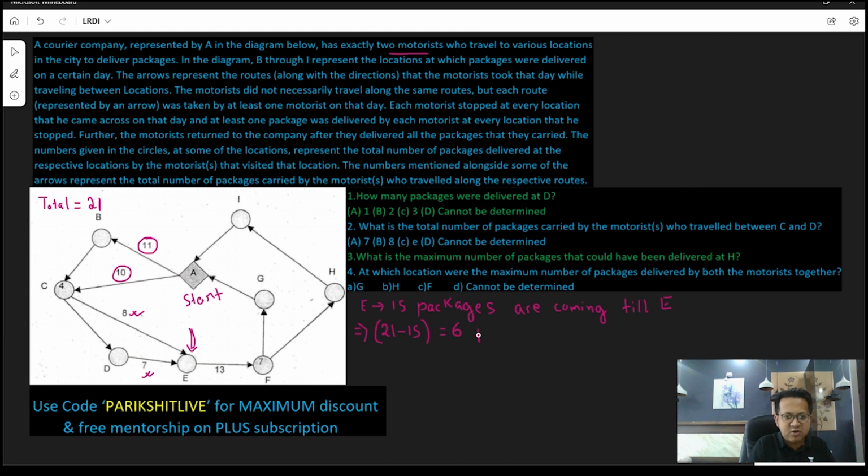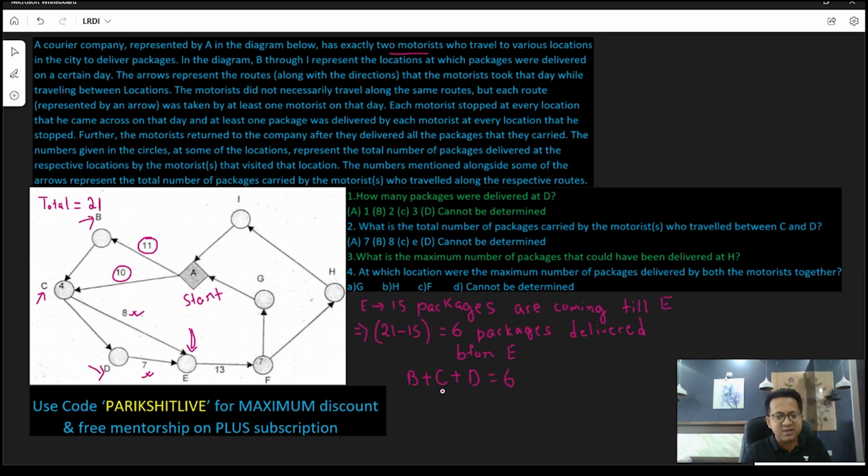6 packages got delivered before E. It's as simple as that. And when I say before E, which are the delivery stations that you are looking at? Before E, there were 3 delivery stations. One is C, one is B, and one is D. So B plus C plus D should add up to 6. The total number of deliveries at B plus C plus D should add up to 6.